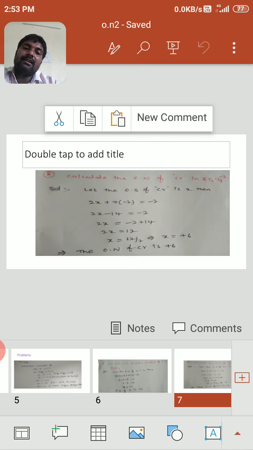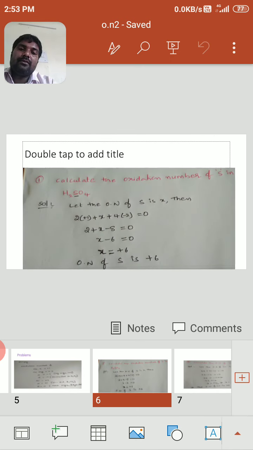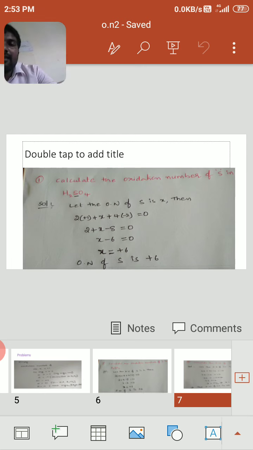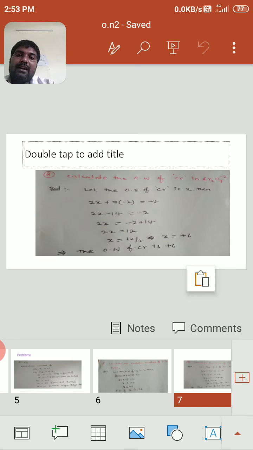Why are we putting -2? In the previous problem it was equal to 0 because that was a neutral compound, but here the given compound is an ion, hence the sum of the oxidation states of an ion is equal to its charge.